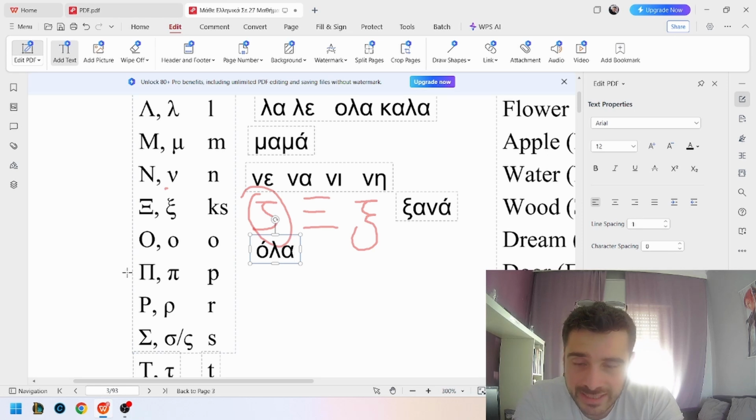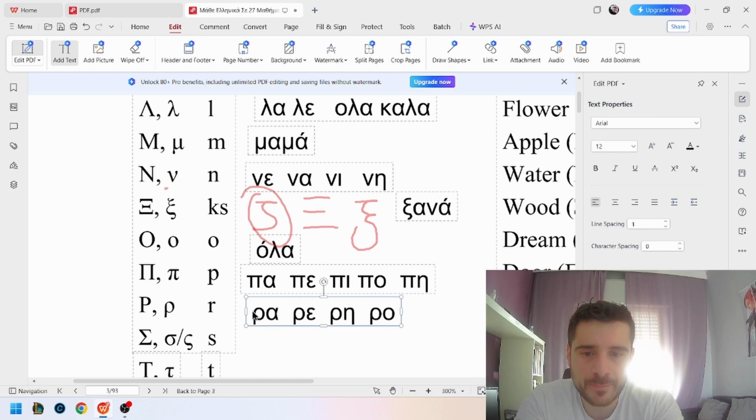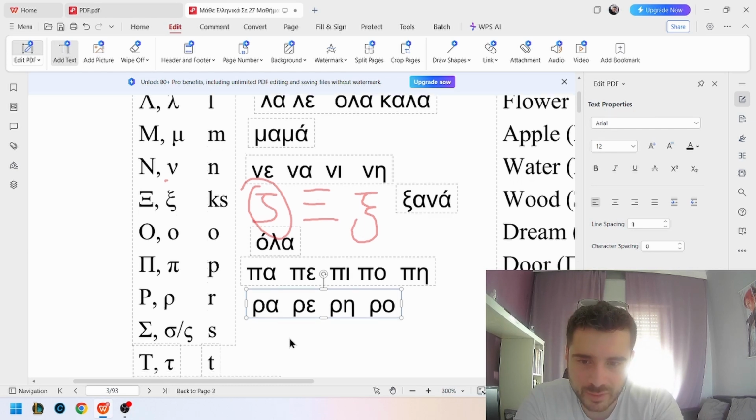Then we move to the letter P. It gives us the sound P. So here we have Pa, Pe, Pi, Po. Then this letter, I know it's like the English P, but in Greek it gives us the sound R. So here we have Ra, Re, Ri, Ro.